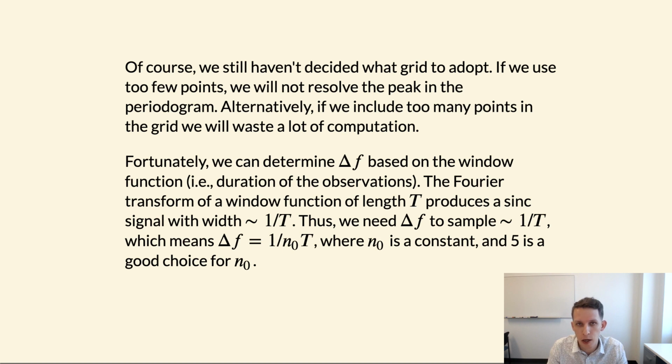Fortunately, you can determine a pretty good estimate of delta f, and this goes back to the Fourier pairs that we discussed earlier in the lecture. The window, basically the duration of your observations, is equivalent to a top hat. So that means that all of the delta functions showing up in your power spectrum are going to be broadened by a sinc function with a width related to 1 over the duration of your observations. So we want delta f, the spacing of all the frequencies that we sample, to sample 1 over T. That means delta f should be equal to 1 over n_0 T. I said tau a second ago, I meant T. Again, T is the full duration of your observing window. In this case, 5 is a pretty good number to use for n_0. So now we have a minimum, a maximum, and how regularly we sample in between those two.